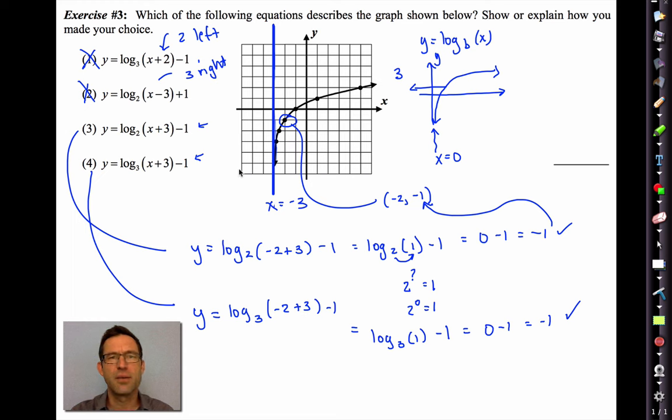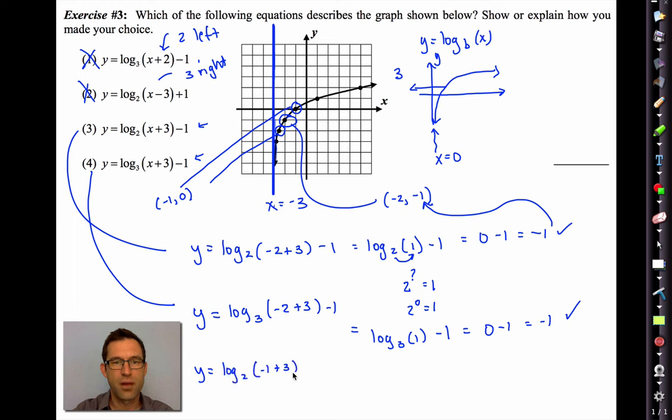Let's try another point. That was annoying. Why don't we try this one? I can't tell that one. That's somewhere in between. How about this one? That's -1, 0. Let's try that one, because that first point didn't help me very much, and that's okay. So now I'm going to have log base 2 of 2 minus 1. Well, what's the log base 2 of 2? That's going to be 1. 1 minus 1 is 0.